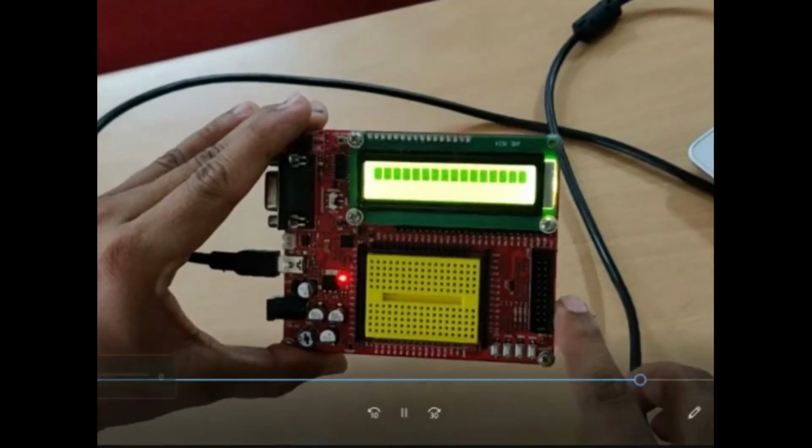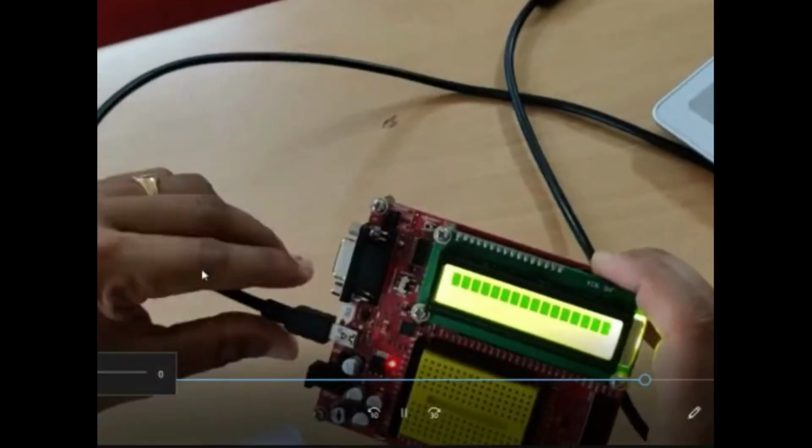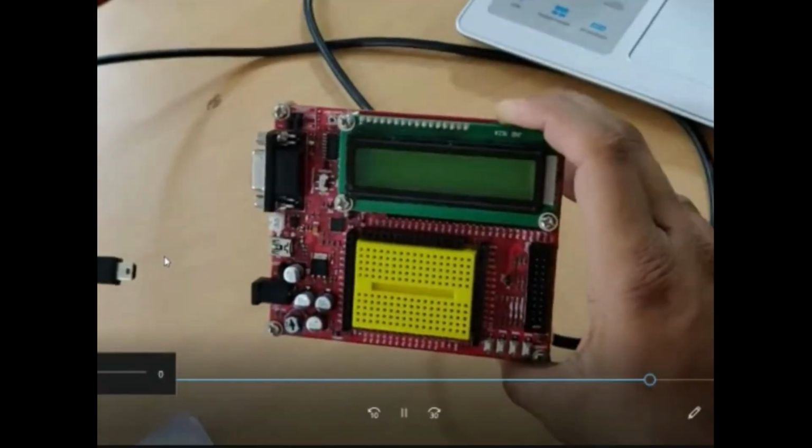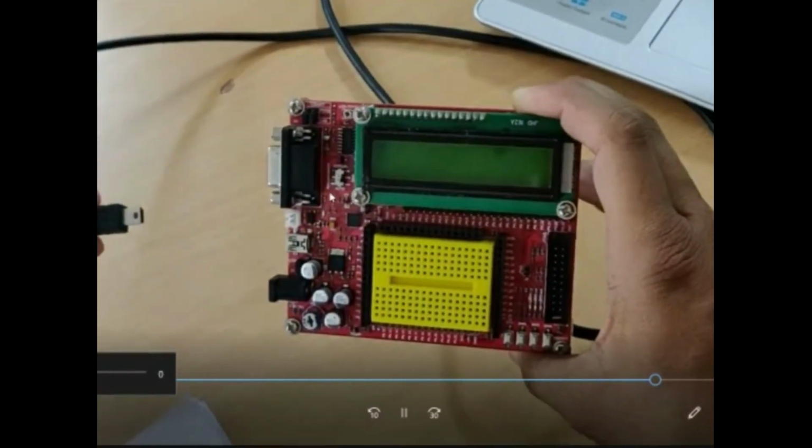Now I'm disconnecting the USB power. You see. But what is the time now? Which is shown on the screen? The screen shows 15:26 and 36 seconds.